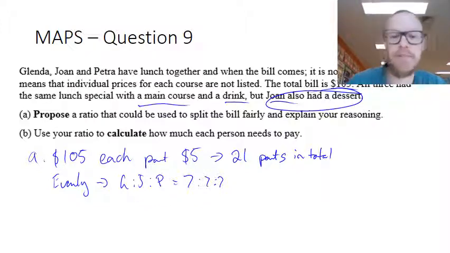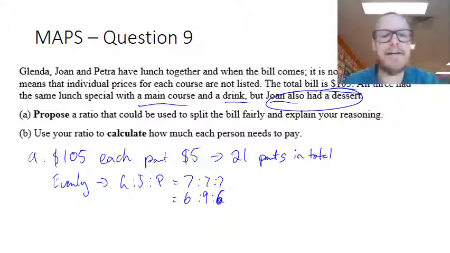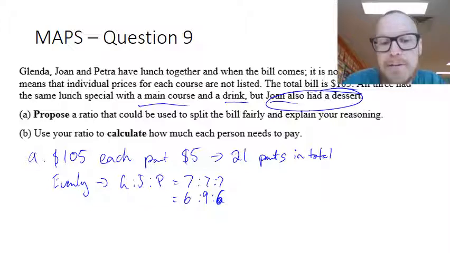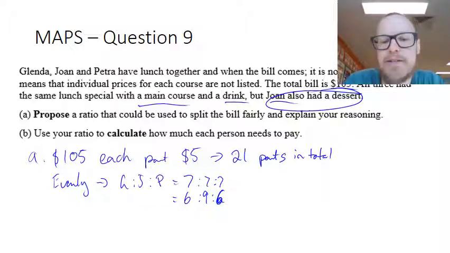That would mean that we get a ratio of 6 for Glenda and Petra and 9 for Joan. So that means 6 plus 9 plus 6, that's the 21 parts in total. Yep, all good. So each of Glenda and Petra have given one part to Joan. So it means that we can say we have shared it evenly.